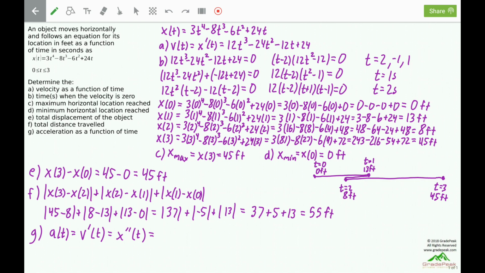The first term is power rule, bring down the power, multiply by the 12, subtract 1 from the power. The second term is the power rule, bring down the power, multiply with the negative 24, subtract 1 from the power. The third term is a constant times t. The derivative will be the constant. And the fourth term is a constant with no t. The derivative will be a 0. So our acceleration as a function of time is 36t squared minus 48t minus 12.